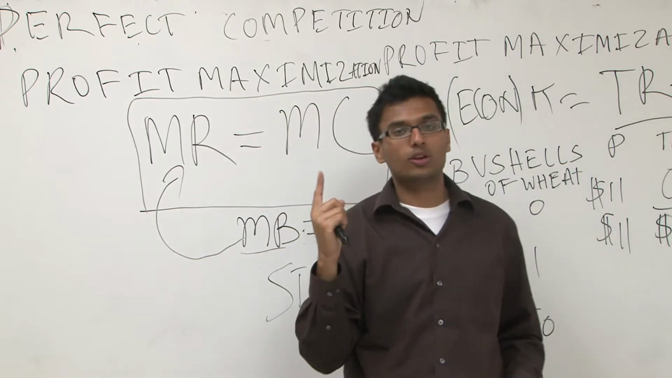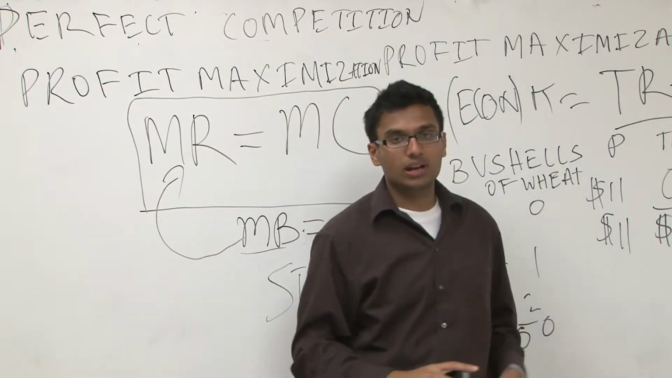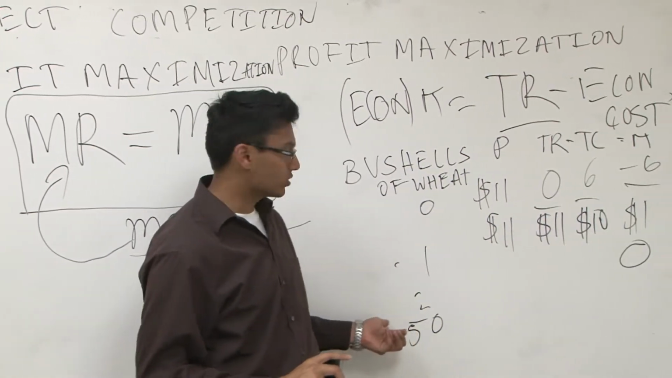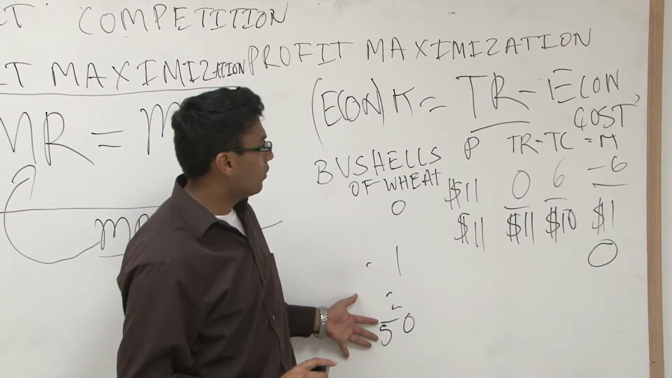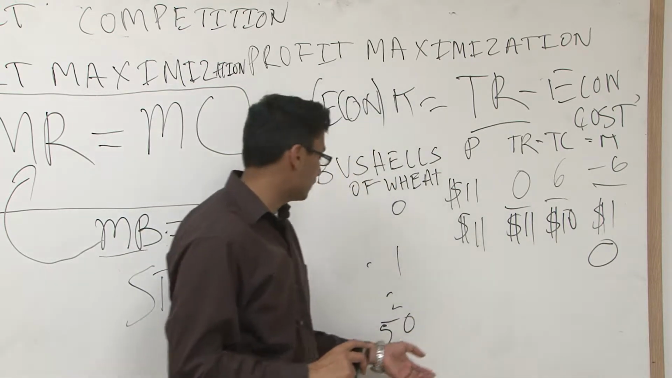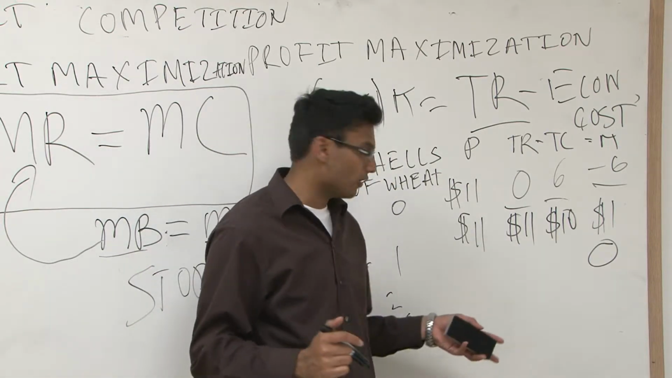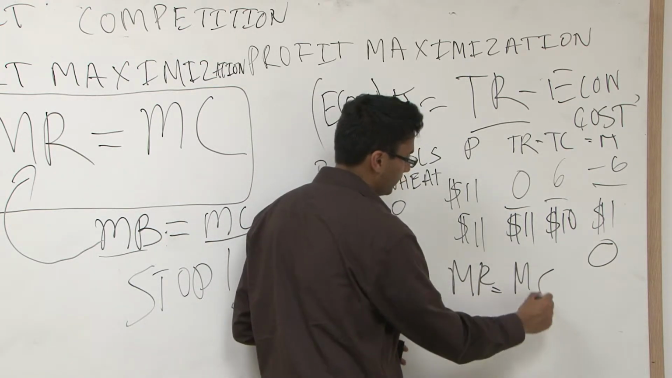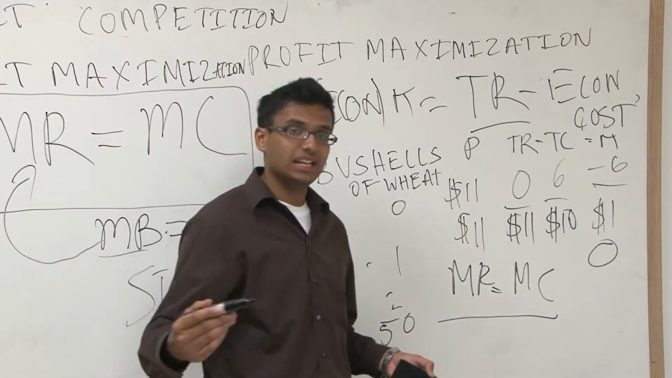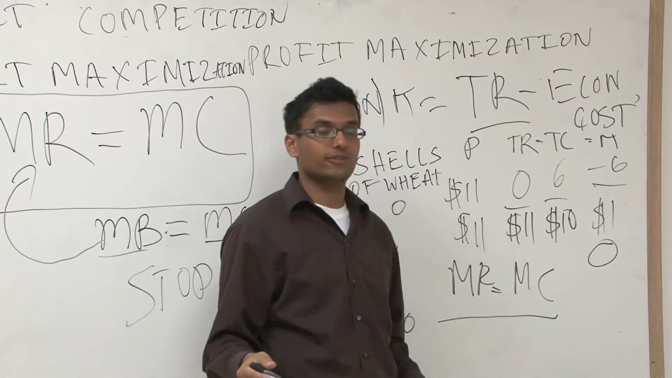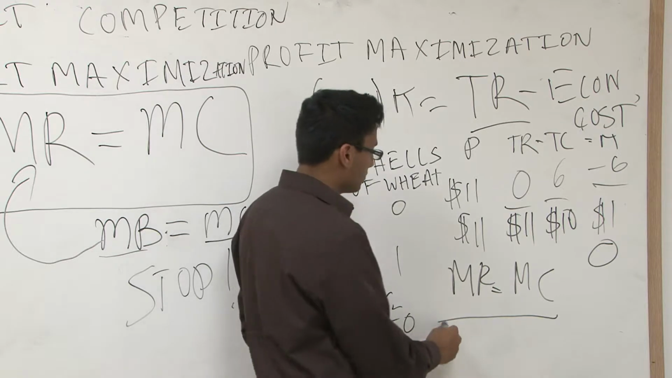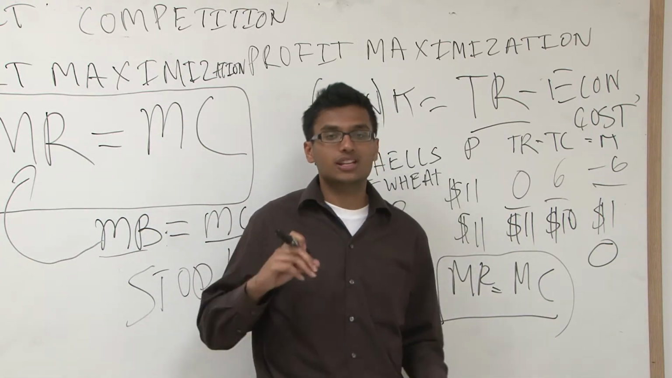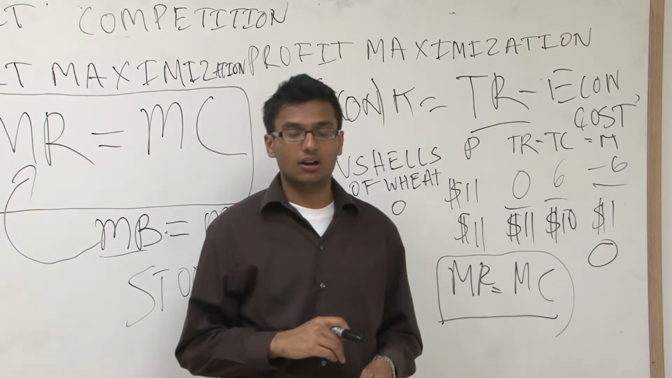So to my left, when I wrote that chart with the simple example, I had 0 bushels of wheat, I have 1 bushel of wheat. What do I do? Where do I stop? Is it 50? Is it 49? Well, you have to figure out where your marginal revenue equals your marginal cost. At that quantity, that's where you stop, and that's where you produce as a firm. So MR equals MC is the golden rule you have to use for profit maximization, because that's where you maximize the profit.